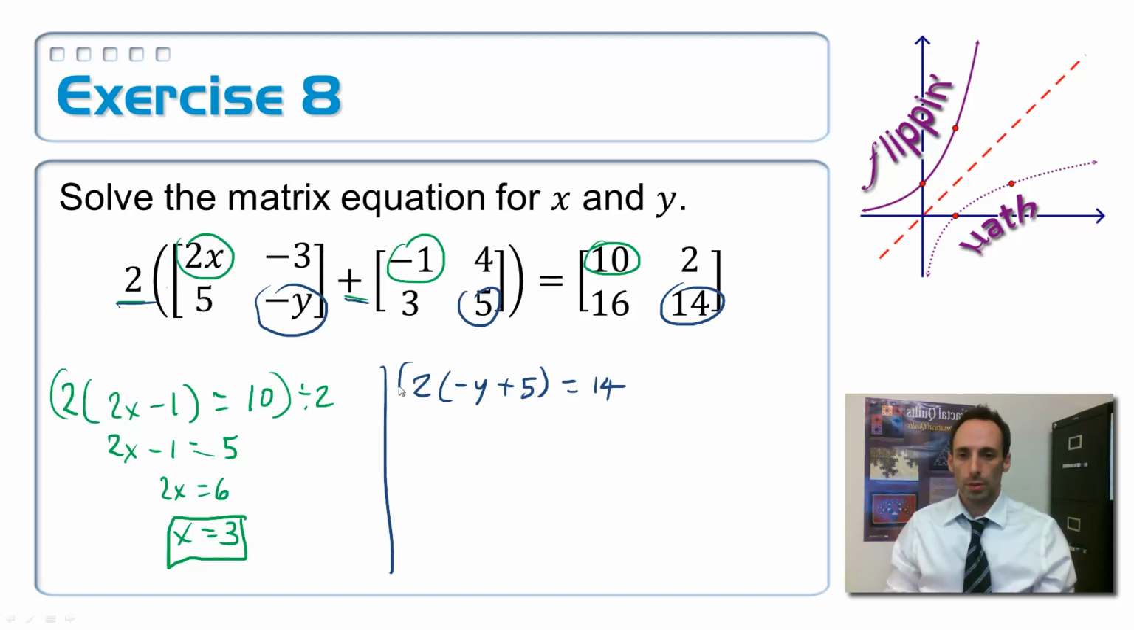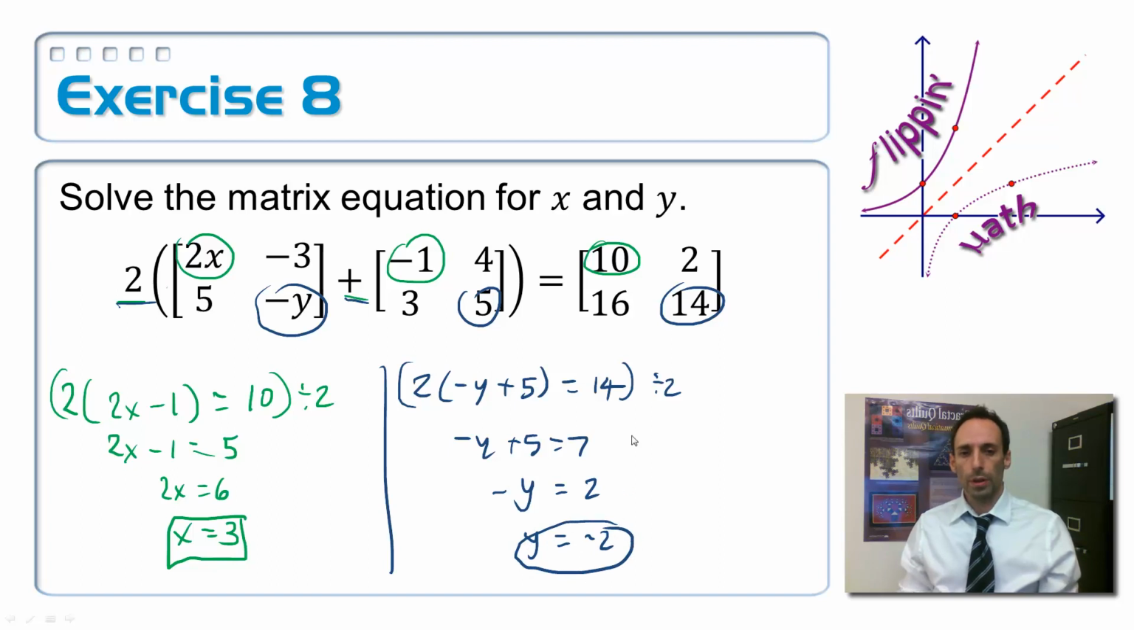Right? So again, let's divide this thing by 2. Negative y plus 5 equals 7. Subtract the 5 over. So negative y equals 2. And then just get the negative on the other side. It's negative 2. There we go. There's our answer. Okay.